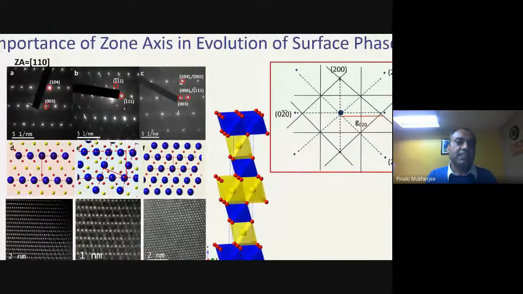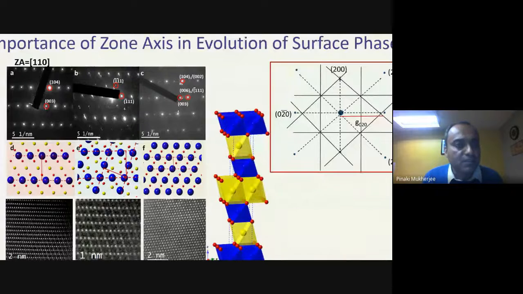Here are some experimental details. One of the things is that there is a surface phase transformation occurring at the surface from the original layered phase to a rock salt like phase, via a spinel phase transformation. To see this transformation, you have to orient these battery particles in a certain direction, in a certain zone axis. Only then can you see the movements of the atoms between the structures.